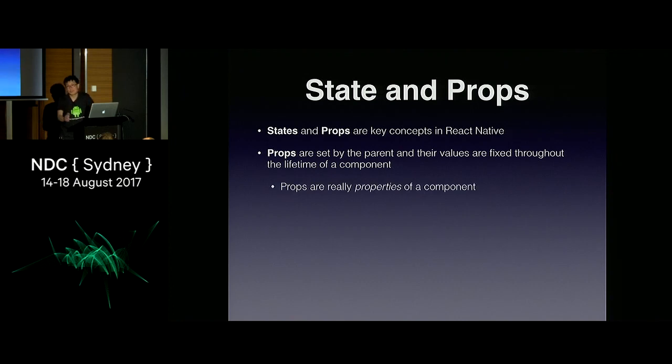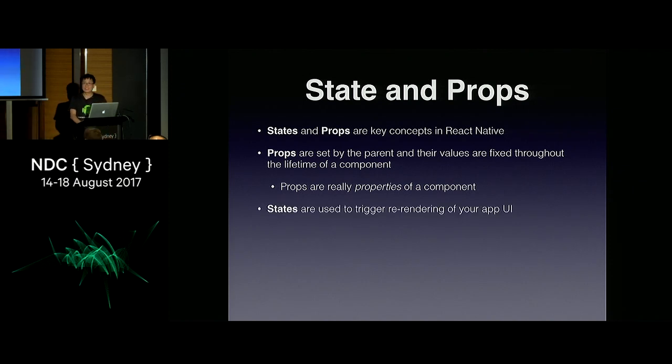Now, first of all, what is a component? In React Native, everything is a component. For example, you create your own custom button. Your button is a component, and props are basically the properties of that button. When you add that button to your UI, whatever things you pass in as attributes are known as your props, your properties.